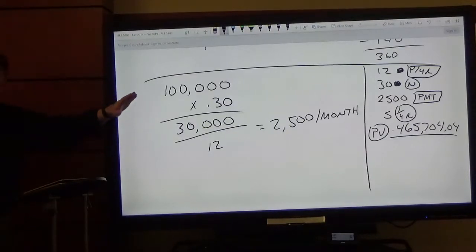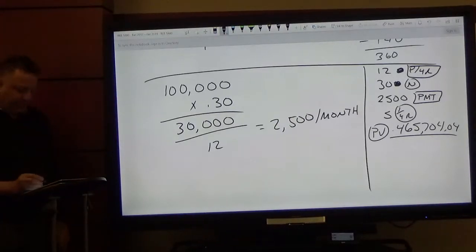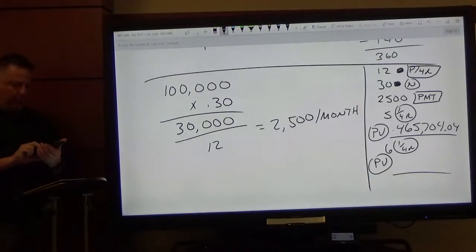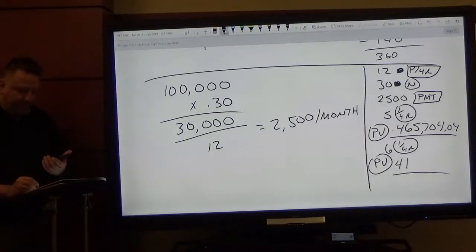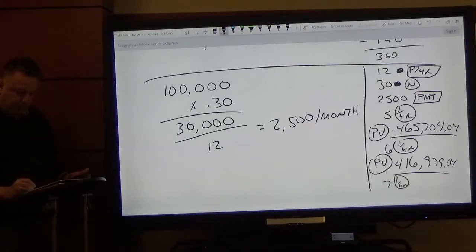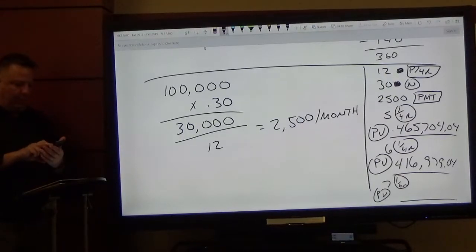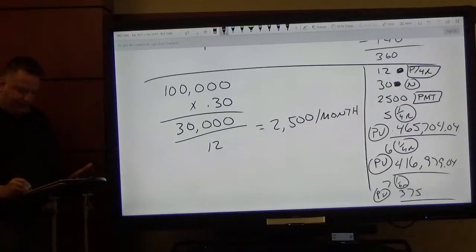So assuming everyone else in the market is in the same boat, $100,000 a year, spending 30% of their income, or $2,500 a month, on their mortgage, that is their purchasing power, the maximum mortgage they would be able to get. Yes. Interest rates go up to 6%. Your buying power goes down to $416,979.04. Interest rates go up some more, say 7%. Buying power goes down some more, now we're down to $375,768.